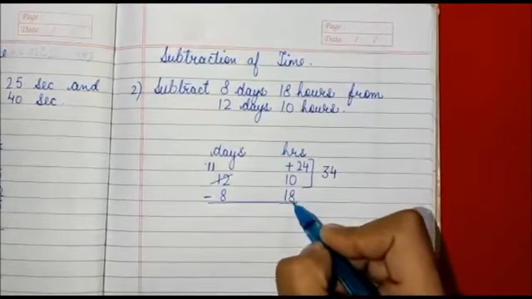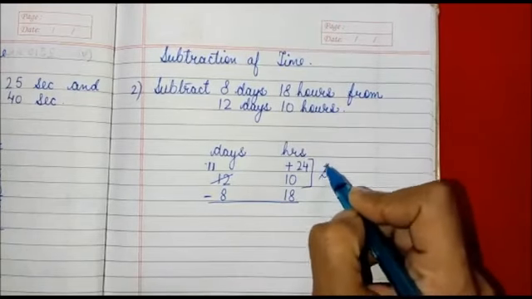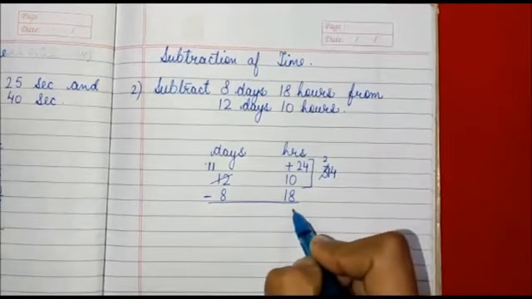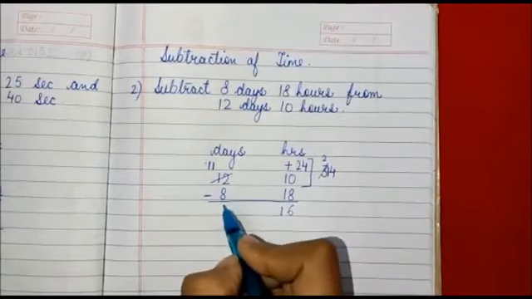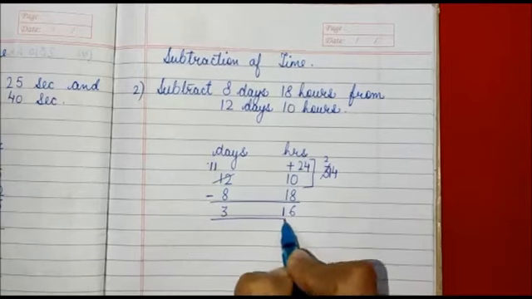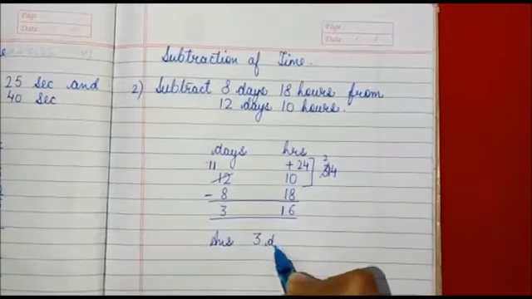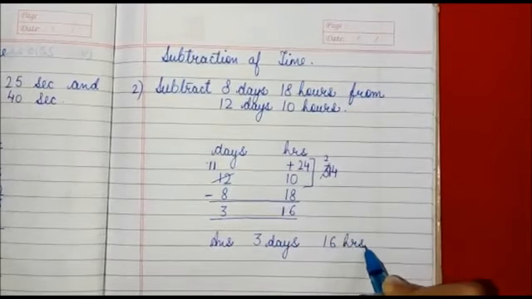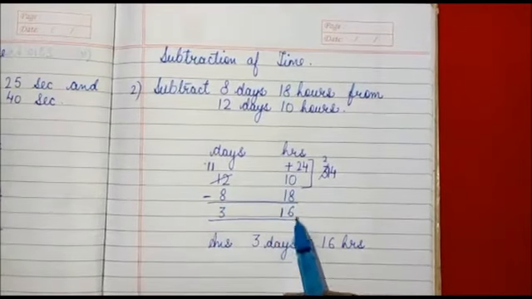So let's subtract. When you have to subtract 8 from 4, you have to borrow from this. It will become 2 and it will become 14. Now it is going to give me 6 and it will be 1 here after subtraction. And here it is going to be 3. So this will be the final answer after subtraction: 3 days, 16 hours.